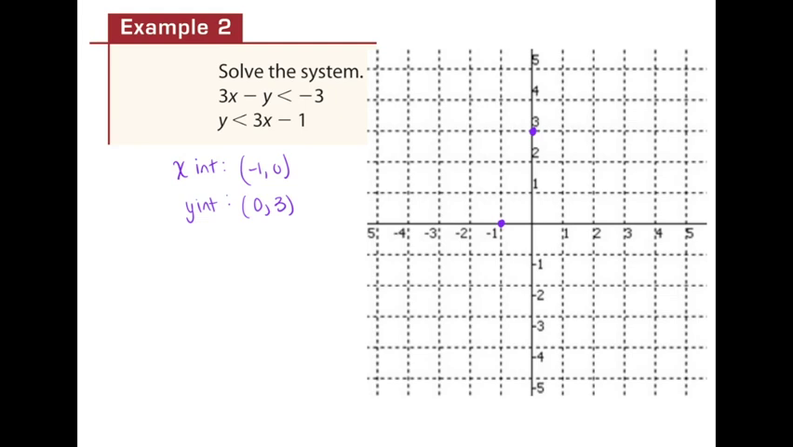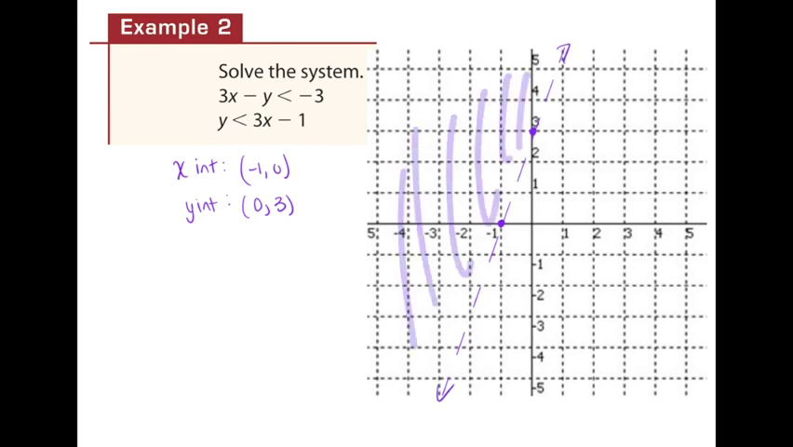Am I going to go above or below this one? It says less than, but what am I going to do here? It's going to flip it, right? Because of that negative in front of the y. So it's going to be everything shaded above it. So it's going to be this part right here.